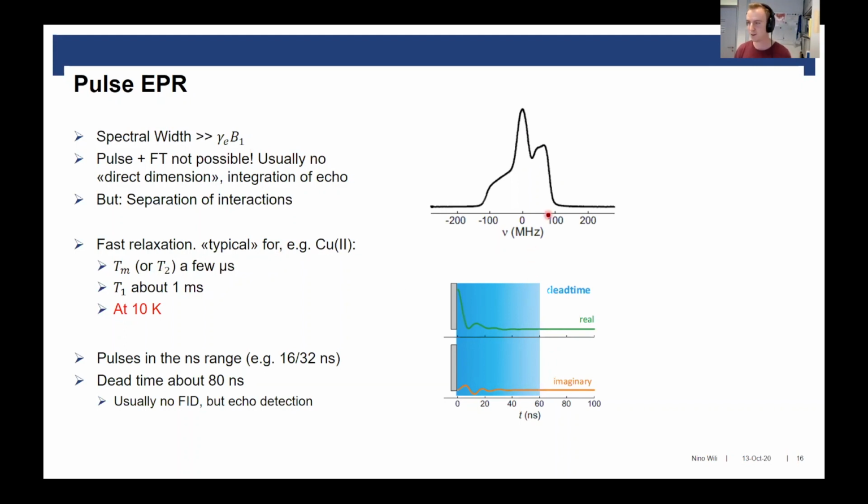But if you look here, if this is the nitroxide spectrum, if you could excite the whole thing, and if you have a dead time of 60 nanoseconds, which is pretty optimistic, well, you're not going to see anything with an FID, basically. So all the sequences that you're going to see will have an echo detection.